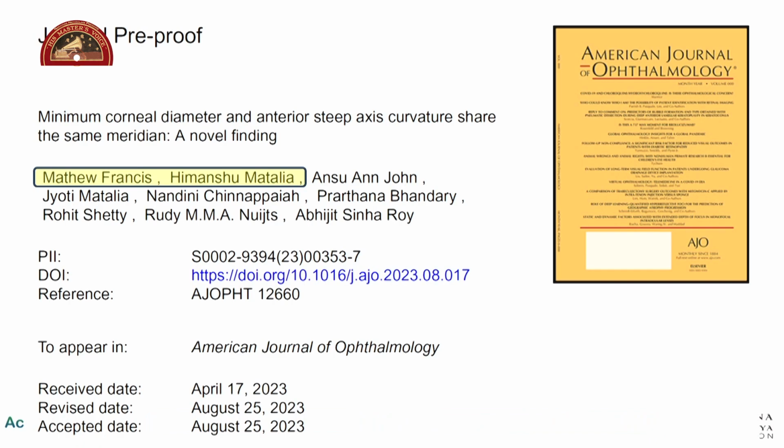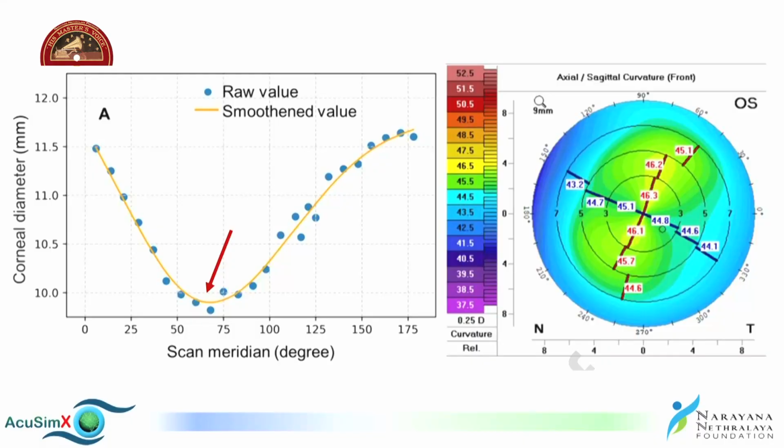So we focus a lot on tomography, and the challenges of evaluating tomography are made quite evident by this recent study from us, done by Dr. Himanshu, who's also there in the chair here, and one of my team members, Matthew. What we looked at is, for example, BAD-D. It describes how the thickness of the cornea varies spatially. So from the center to periphery, if the cornea is very thin or very aberrated, we get a high value of BAD-D.